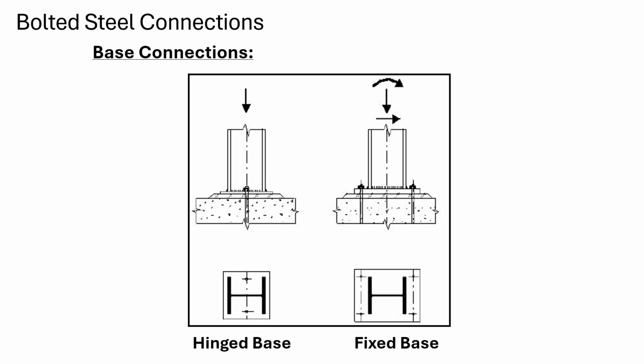To design a base connection in steel, you could have a hinged base or a pin or a fixed base. The difference between these two, as you can see, is the location of the bolts. So if you are putting the bolts inside the flanges, it's a pin. If you are putting the bolts outside the flanges, it's a fixation.